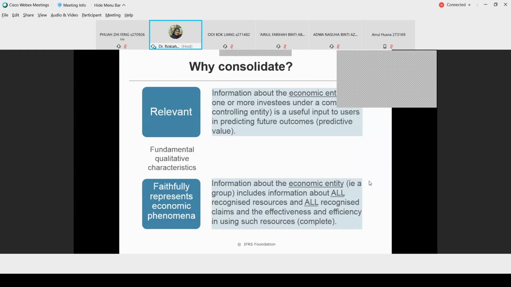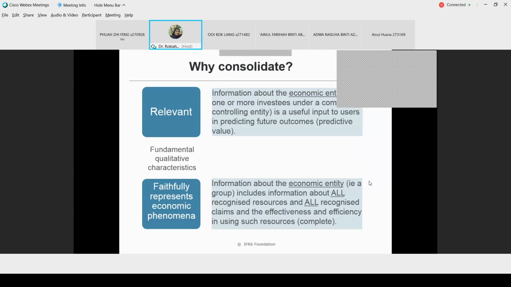Another reason why we need to prepare consolidated financial statements is to make sure that the information about the economic entity is relevant for investors to make decisions, to predict future outcomes, which is predictive value. The second one is faithful representation, meaning that all the information about the economic entity should be disclosed, including the assets, liabilities, and profitability. It's related to the qualitative characteristics of accounting information.